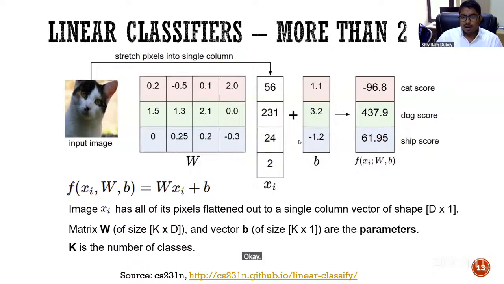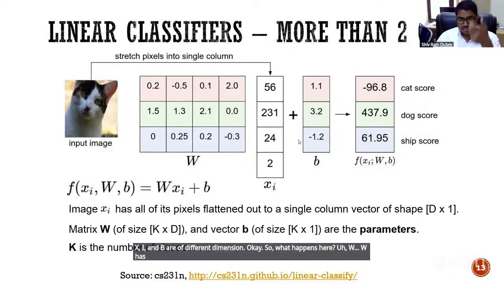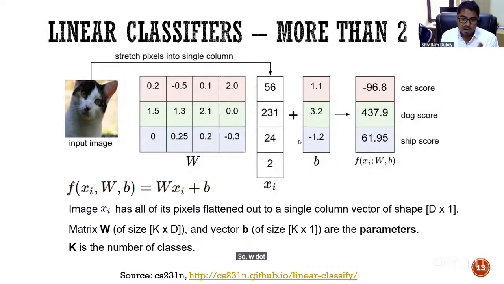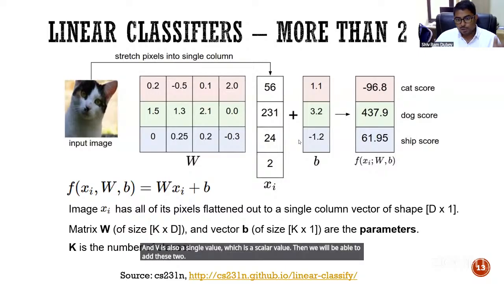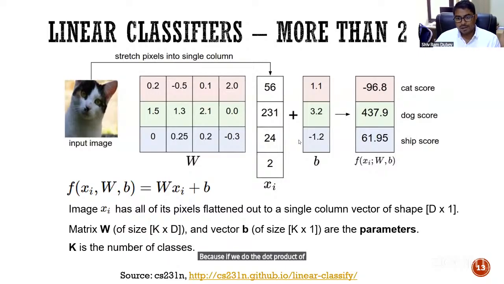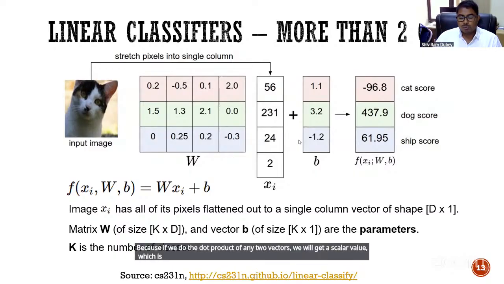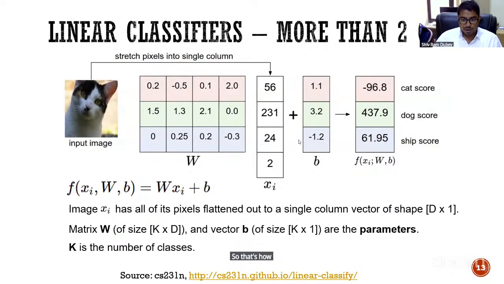Okay, x i and b are of different dimensions, so how are we adding these two? What happens here is that W has dimensionality d, x has dimensionality d, and then we do the dot product. So w dot x, after the dot product, we will get a single value, which is a scalar value. And b is also a single value, which is a scalar value. Then we will be able to add these two, because if we do the dot product of any two vectors, we get a scalar value, a single value, so we can add it with b. That's how we are able to do that.